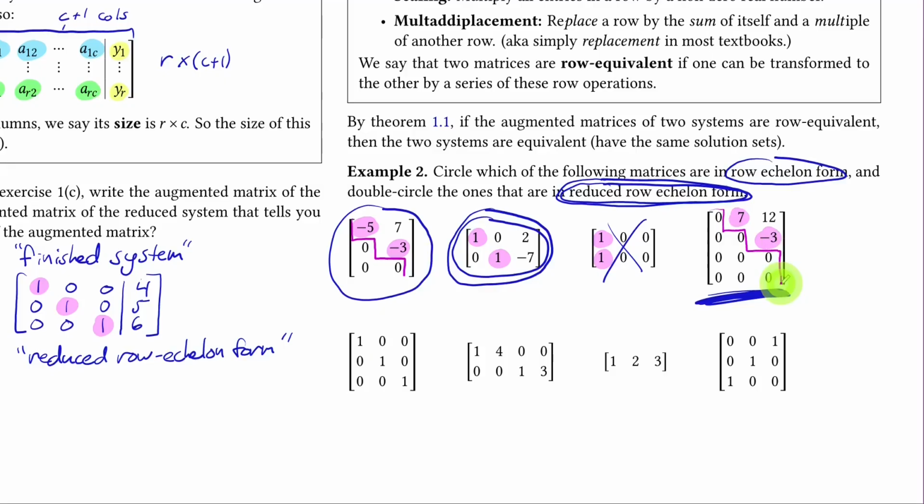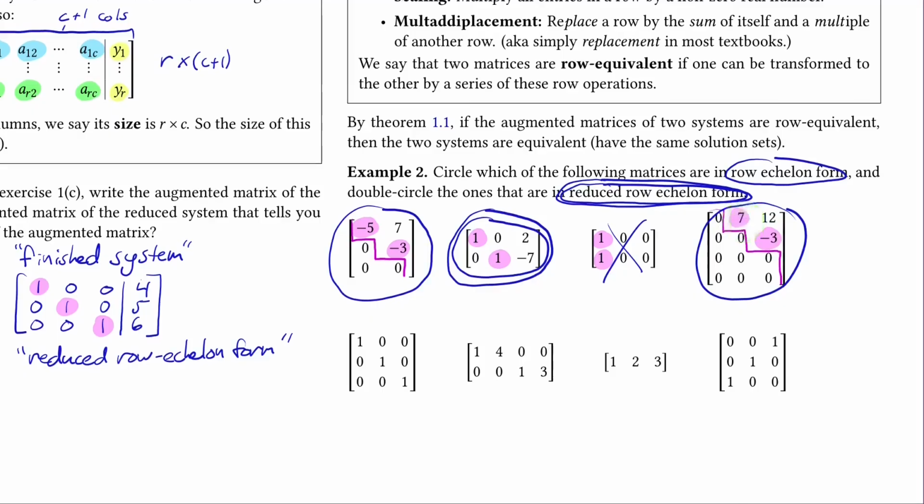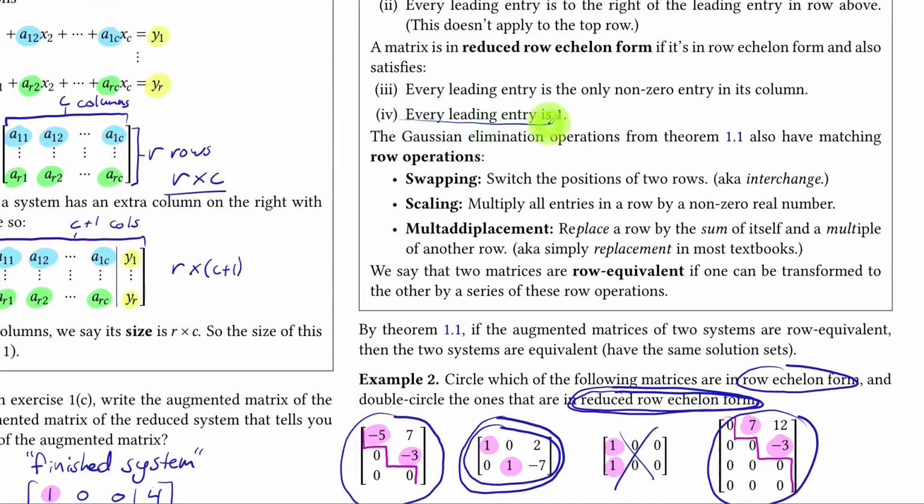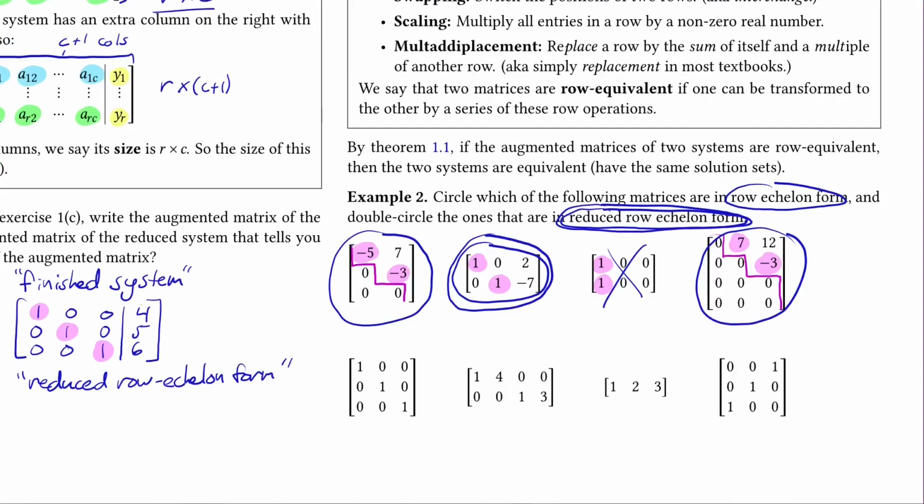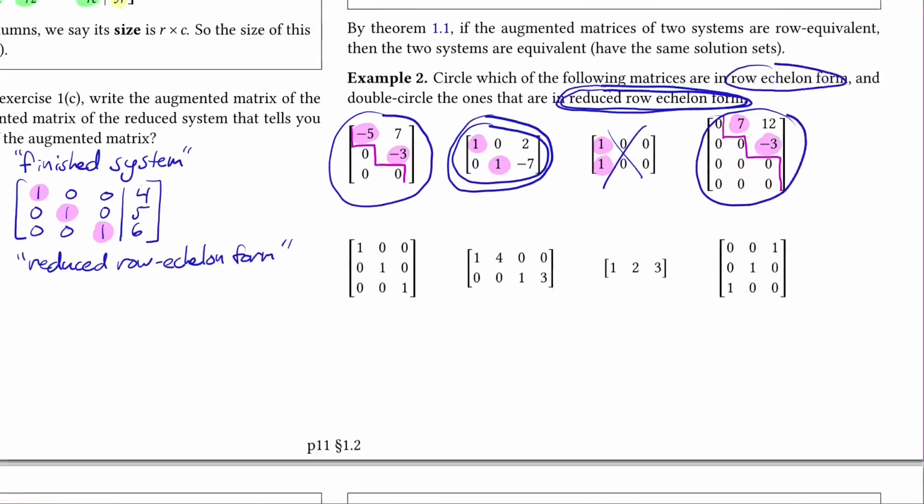And so it is echelon form. Is it reduced? No, it's not, because the -3 and the 7 are not equal to 1. So the leading entries aren't equal to 1. And they're also not the only non-zero entries in their columns. So not reduced. How about this one?